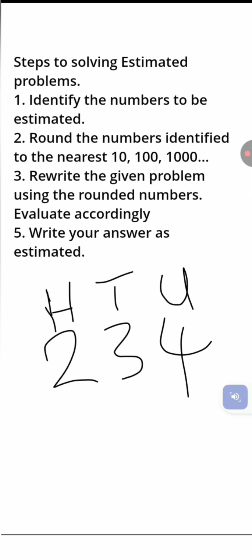If it is addition, you add. If it is subtraction, you subtract. If it is multiplication, you multiply. And you write your answer as estimated. So let's see some examples.